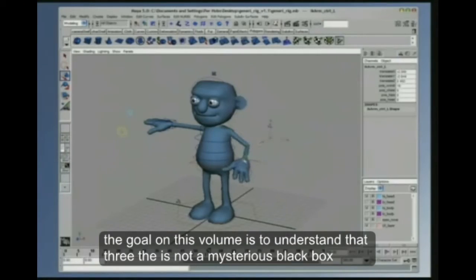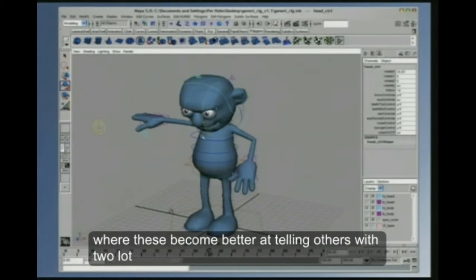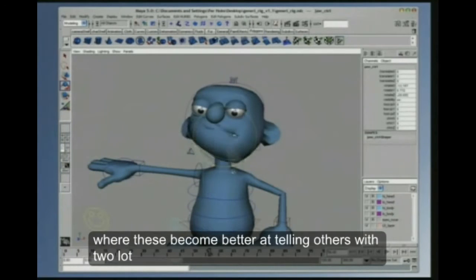The goal on this volume is to understand that 3D is not a mysterious black box, but that with the right training you could actually do a lot of this yourself, or at least become better at telling others what you want.